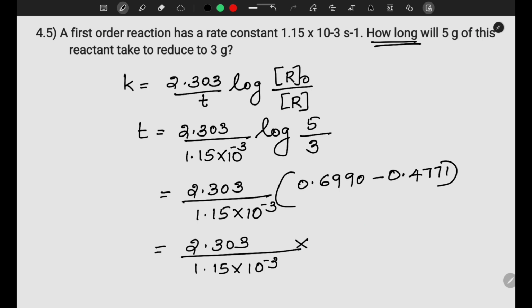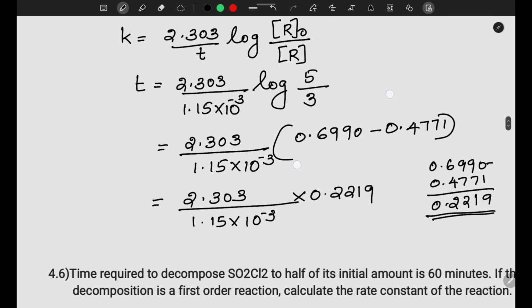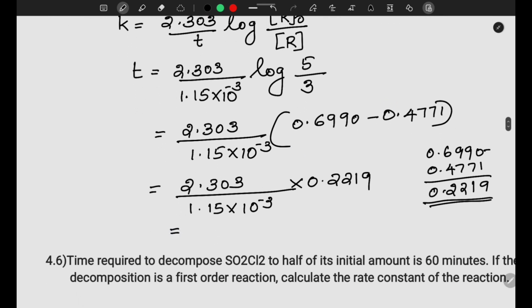into, when we subtract this, 0.6990 minus 0.4771, we will get 0.2219. So let us substitute that value here, 0.2219, that is equal to, when we simplify this, we will get 444 seconds.